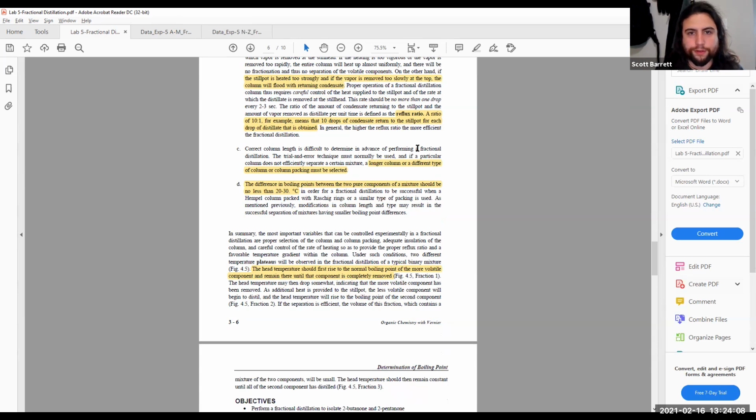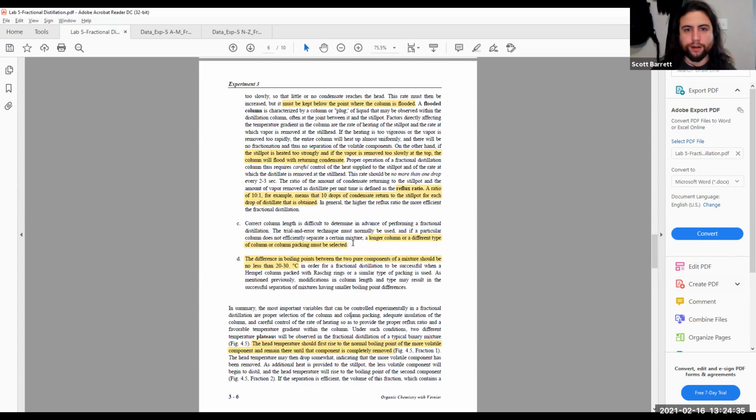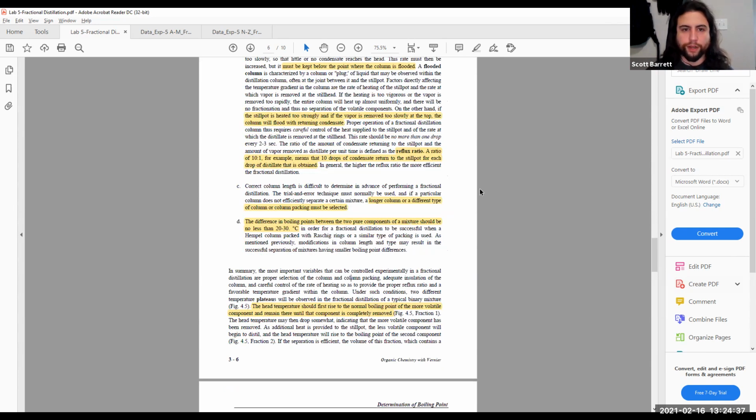Correct column length is difficult to determine. So usually they say a longer column or different type of column or column packing must be selected if you're having improper distillation. So a lot of it is not a tried and true statement for each type of substance. Some of them will require shorter columns, some of them require longer columns, or switching over to our other Hempel column or the Vigreux column, depending on the substances that we're separating.